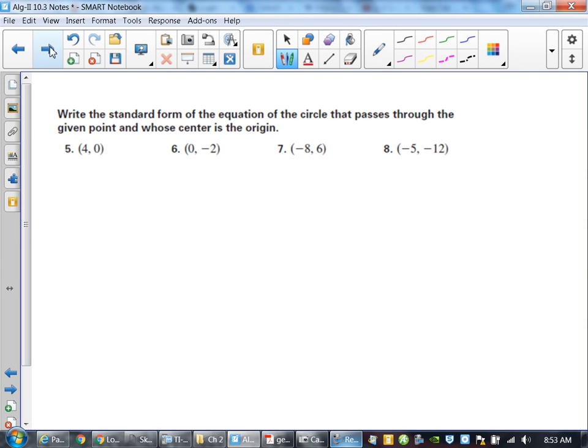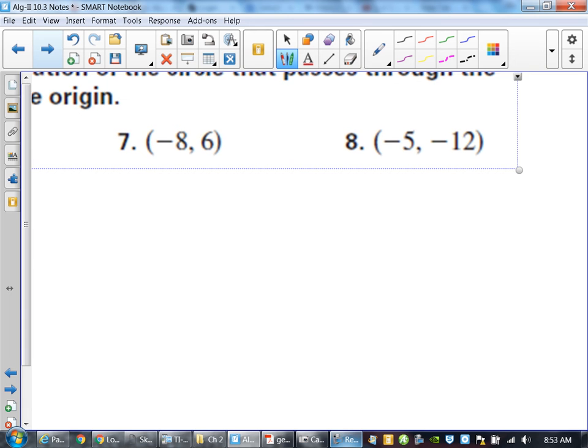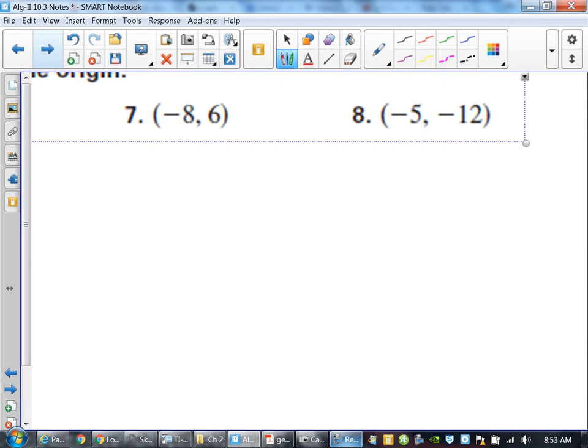Trig is great. Let's try this one. Take a second and do these two. Write the equation of the circle in standard form that have the centers at the origin today. Don't have to worry about any h and k. And then we're just going to go for those points that are on the circle.